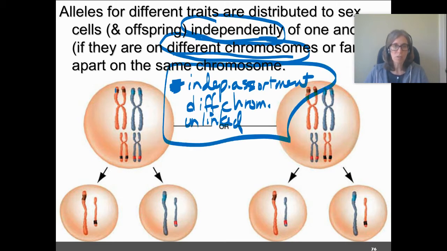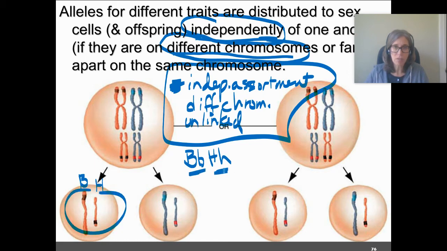If the genes that we're looking at, hair color and eye color, are on different chromosomes, then they can be distributed however, right? If you had this person, big B, little b, big H, little h, the big B could end up with the big H, right? So the gamete here is only going to get one of the B's and one of the H's, but which one they get is just random, right? The baby could get a big B and a little h.